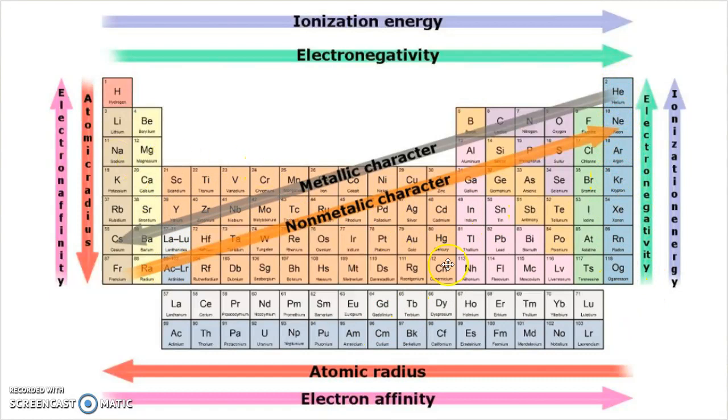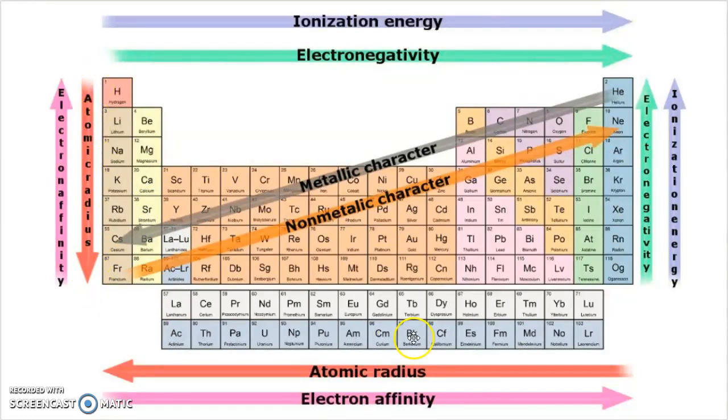When you look at this side, everything to the left of these orange elements is called a metal. And the further we go to the left, the more metallic character it has. So that means that it has a lower ionization energy, meaning it's easier for it to become a positive ion and lose those electrons. It doesn't really have much of an electron affinity, so that means that it's not very likely to gain an electron.